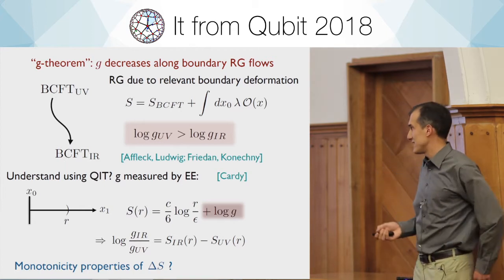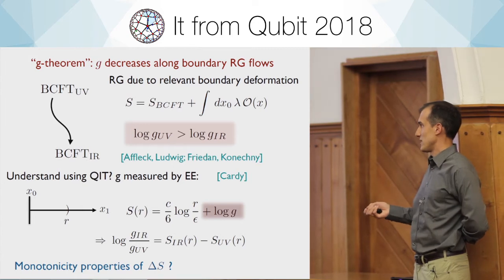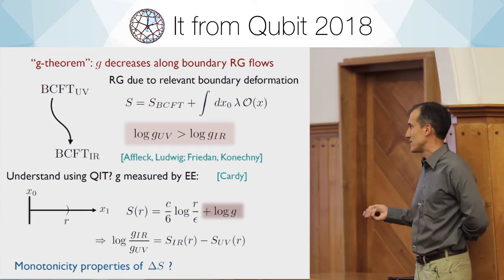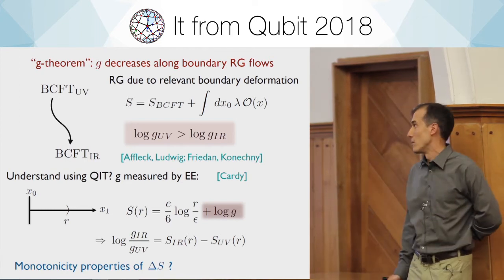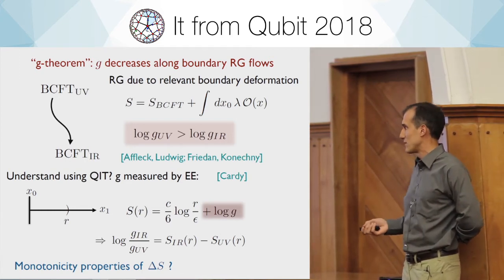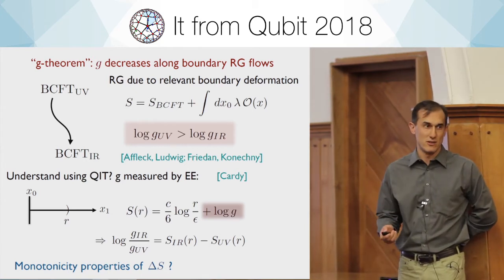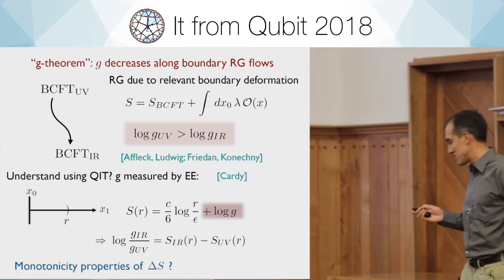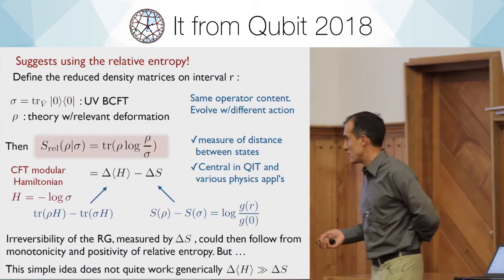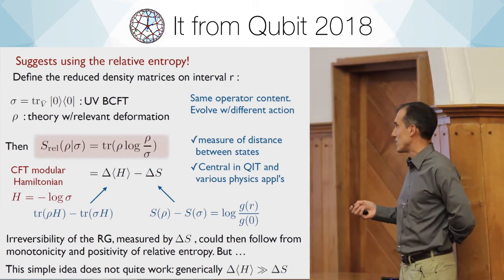Okay? So the idea is that if we want to understand differences between log G in the UV and log G in the IR, we should start thinking about differences in entanglement entropy between the UV CFT and the theory along the flow. So the question now becomes, what can we say about monotonicity properties of delta S? So not S, but delta S, so changes in entanglement entropy. And now this suggests thinking about the relative entropy. Why? Well, because delta S is a term in the relative entropy. Okay? So let me briefly remind this for you.